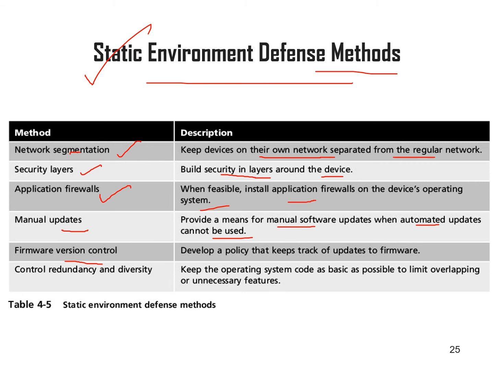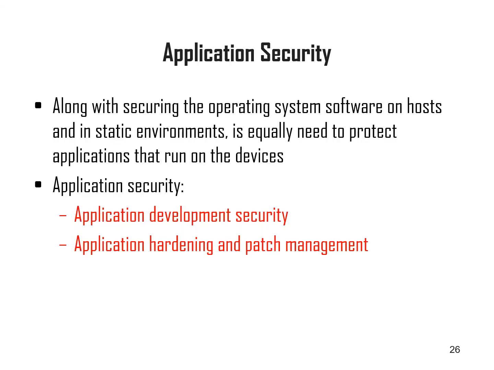Firmware version control: develop a policy that keeps track of the updates of the firmware. So I have to develop a policy to check the updates in the firmware, in the OS. Control redundancy and diversity: keep the operating system's code as basic as possible to limit the overlapping of unnecessary features. So this is also a defense method we can use. And finally, application security. Along with securing the operating system software on the host and in the static environment, say for example embedded devices or smartphones, we equally need to protect the applications that run on the devices.